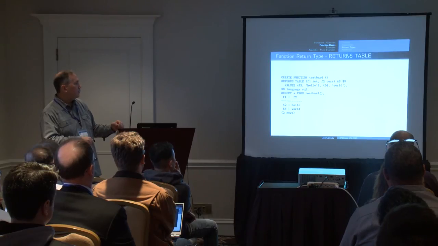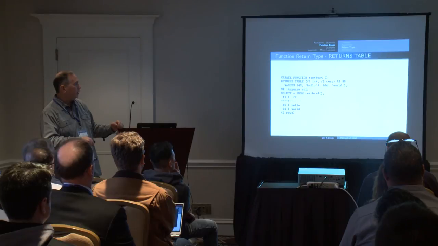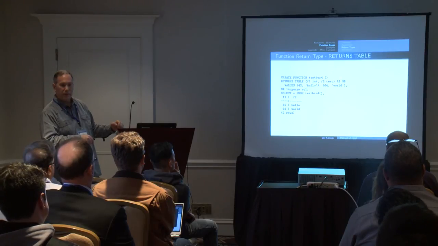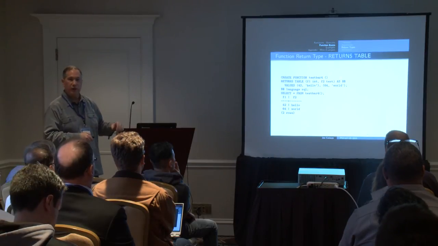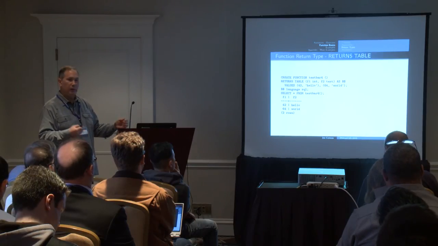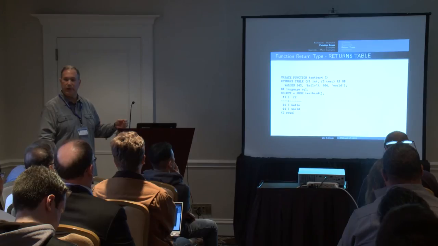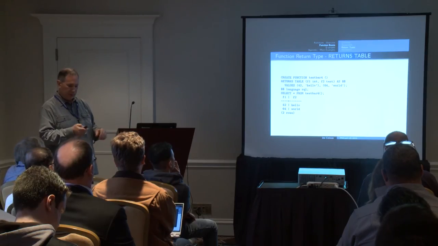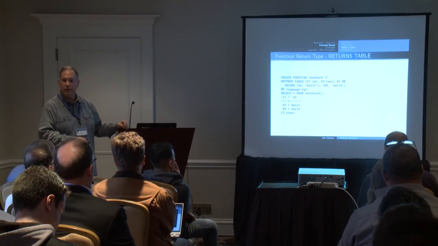Here's an example where I'm saying it returns table, and I'm giving it this column definition list in my function definition. So this is a way to do, again, the exact same thing, but without the overhead of having to create the extra type, because now the type is basically being created on the fly as we need it.